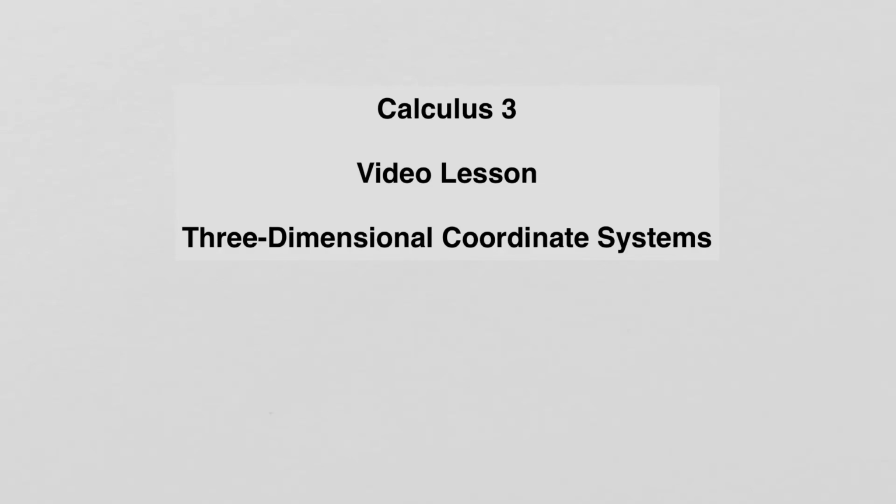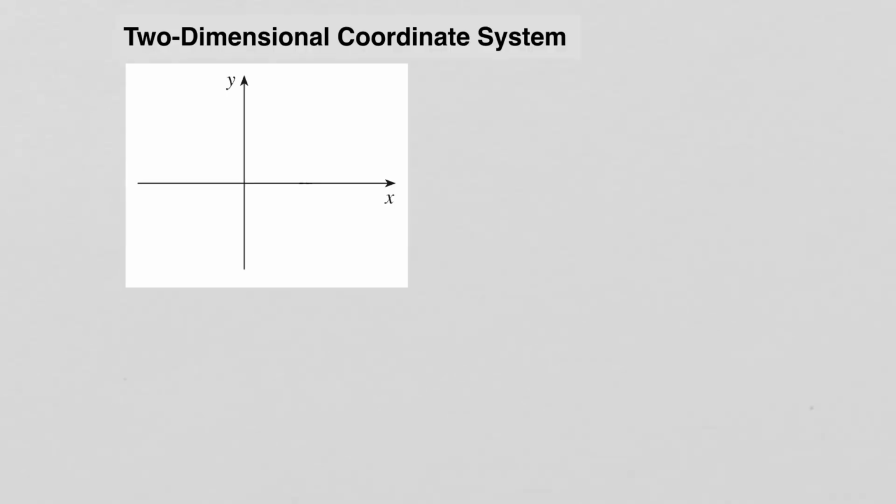Three-dimensional coordinate systems. Let's review the two-dimensional coordinate system. This coordinate system is formed when two lines meet at a right angle.